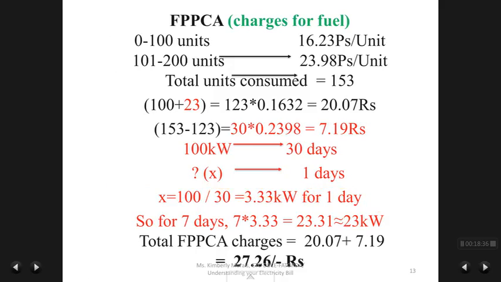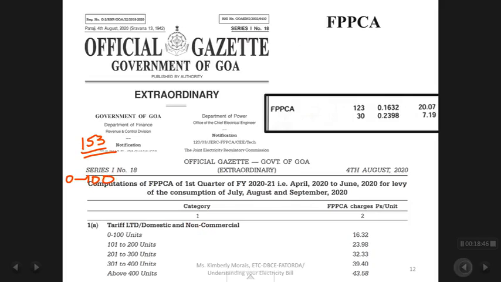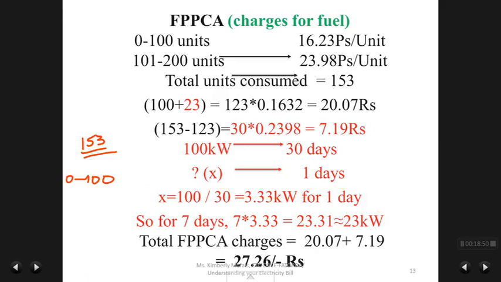Now, how do we calculate it again? If you see, we are having 153 units. For 0 to 100 units, the cost in your previous slide was given as 0.1632 and 0.2398. I will take it over here. For the first 100 units, it was 16.3 paise. For the next 100 units, it's 23.98 paise.